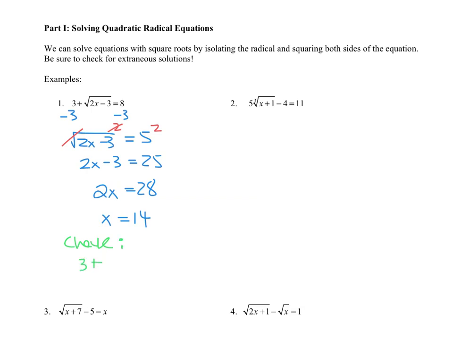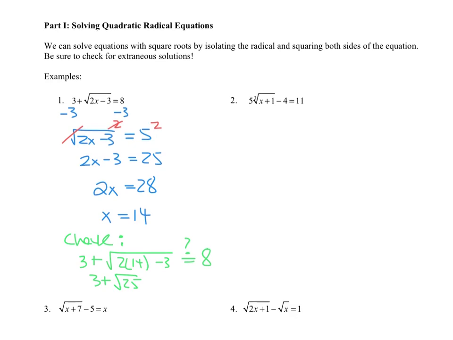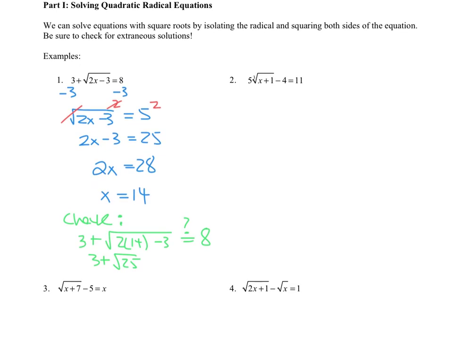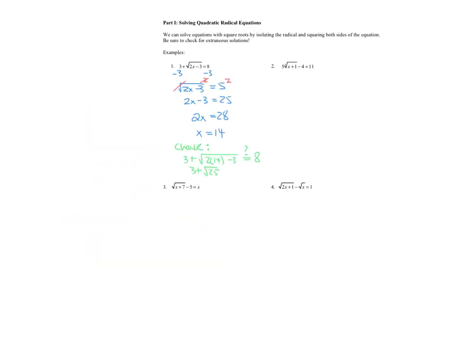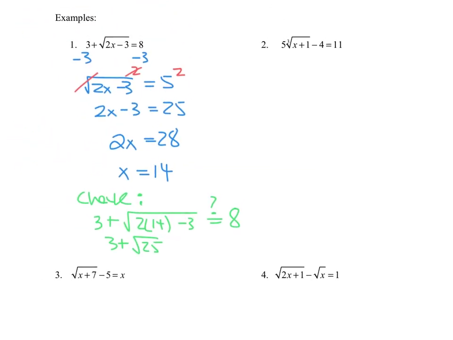So 3 plus the square root of 2 times 14 minus 3, and we want to know, does that equal 8? So if we follow order of operations and go inside that square root, 2 times 14 is 28 minus 3. We get the square root of 25. 3 plus the square root of 25 is 3 plus 5, which is 8. That does equal 8.